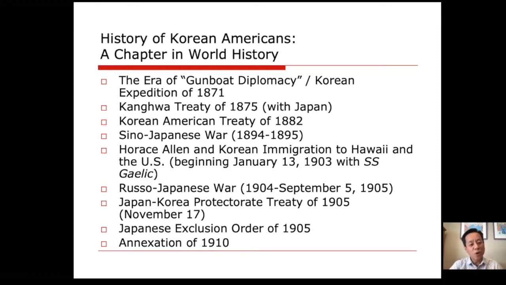While all this is going on, there's a fascinating figure whose name is Horace Allen. Horace Allen was an American missionary and a medical doctor. And due to a set of coincidences, he gains the confidence of the Korean royal court. And his advice to the Korean king is this.